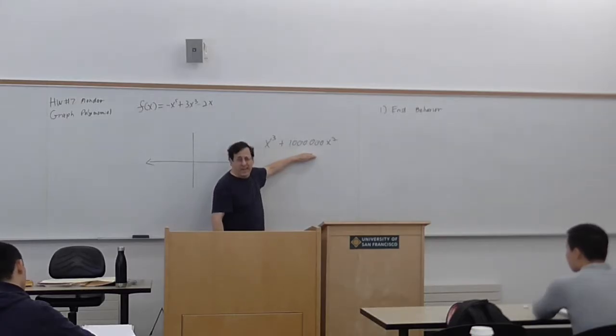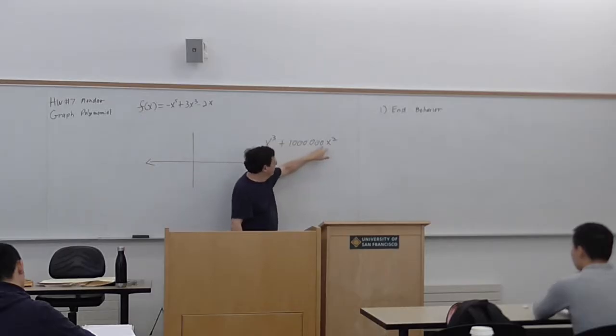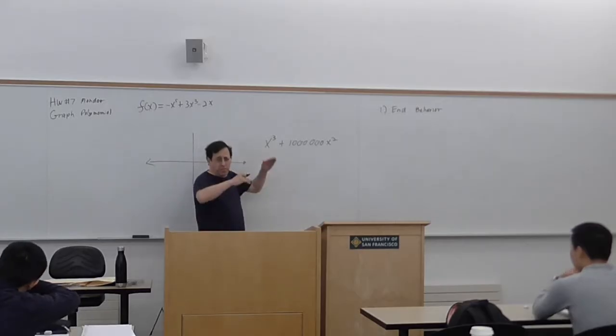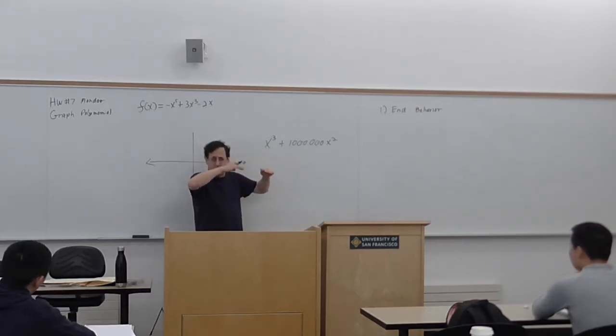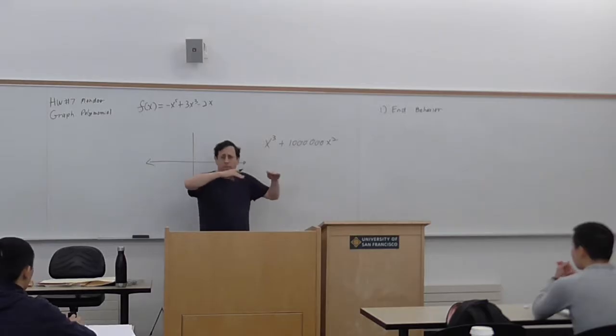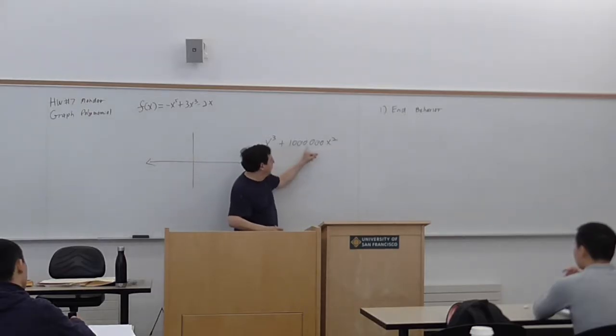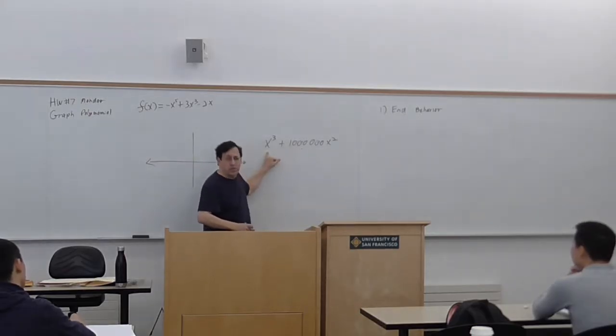Right? Out at about 1,000,000. At 1,000,000, this will be 1,000,000 times 1,000,000 squared, but this will be 1,000,000 cubed. At that point, x cubed will have caught up. And thereafter, if we get to 2,000,000, well, this is just 2,000,000 squared times 1,000,000, but this will be 2,000,000 cubed. So the leading term will dominate at some point.